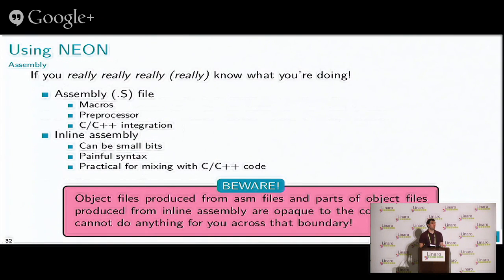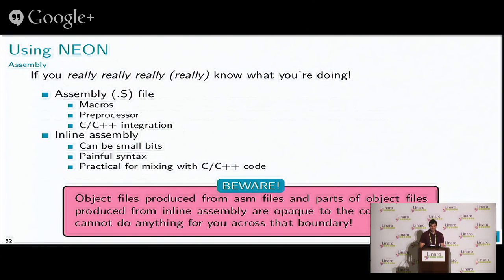The last way you can use Neon is hand-coded assembly. I recommend that you use it only if you really, really, really know what you're doing. You have two ways to use it. You can write .S files, where you can benefit from macros, preprocessor, and C++ integration at the function level. You can also use inline assembly, which is practical because you can include only small bits, a few instructions here and there in your C++ code. The syntax is a bit painful, but you get used to it. It's very practical if you have to mix with C++ code or Intrinsics.